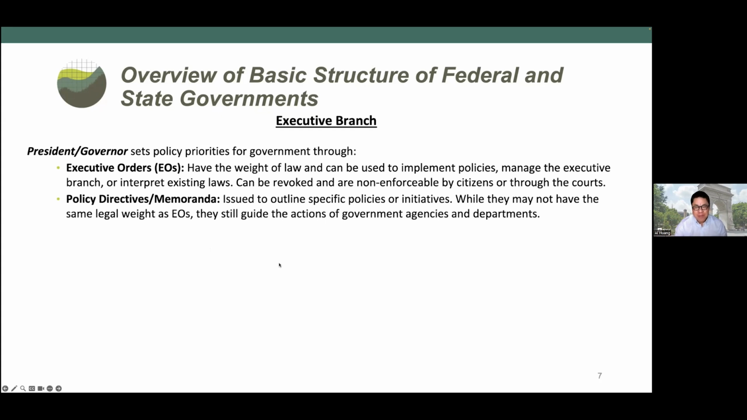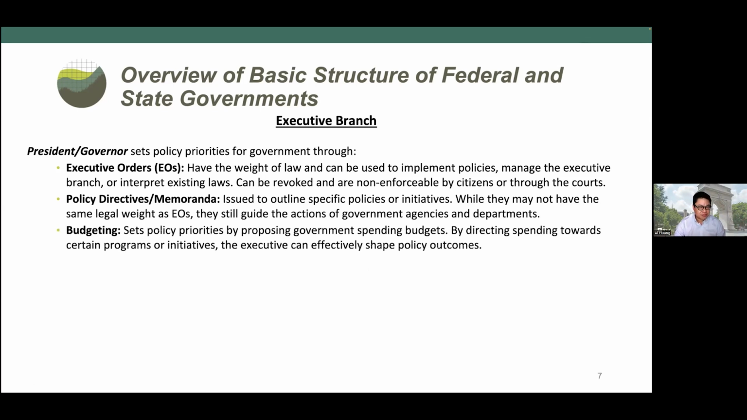The other main executive branch power is the power to issue policy directives and memoranda. What these really are is issue-based outlines of specific policies or initiatives. And while they don't have the same legal weight as an executive order, they still guide the actions of government agencies and departments. The third major power is budgeting.